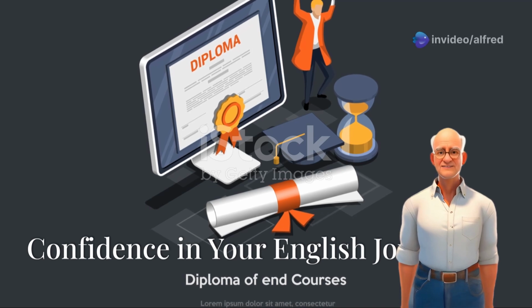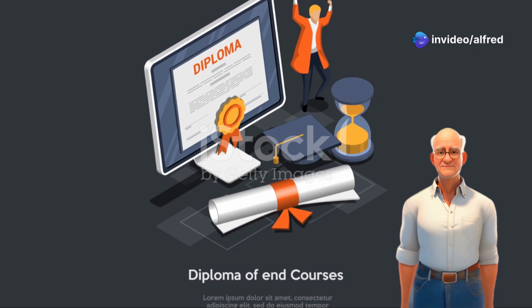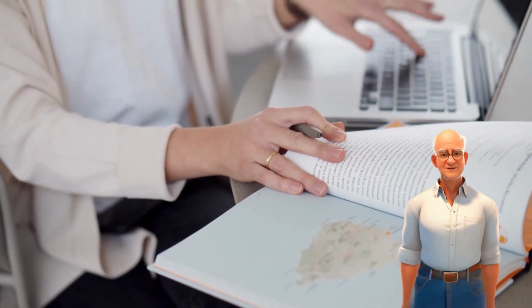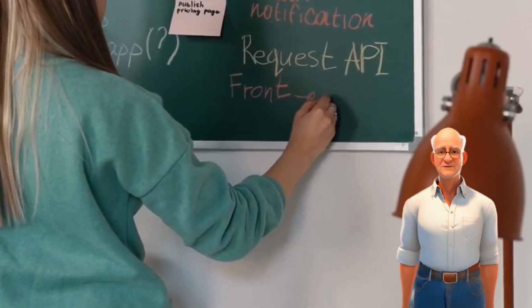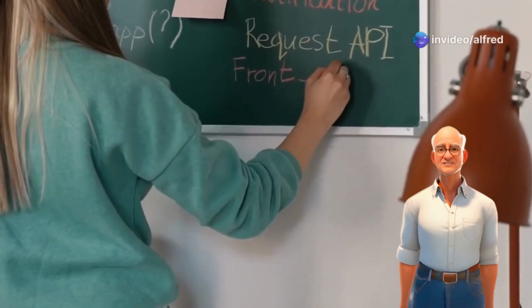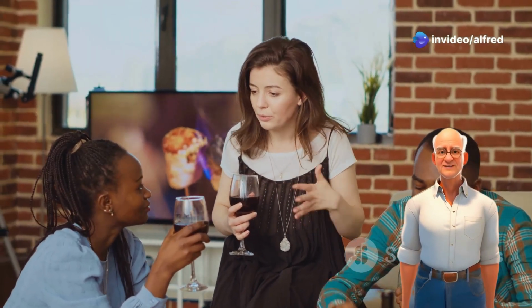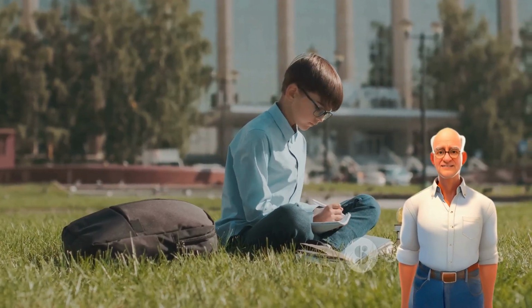Section 9. Time travel mastered. Confidence in your English journey. Congratulations, time traveler. You've successfully navigated the world of past continuous and past simple. You've learned to differentiate between ongoing actions and completed actions, use both tenses together for dynamic storytelling, and avoid common pitfalls. Remember, mastering these tenses is a journey, not a destination.